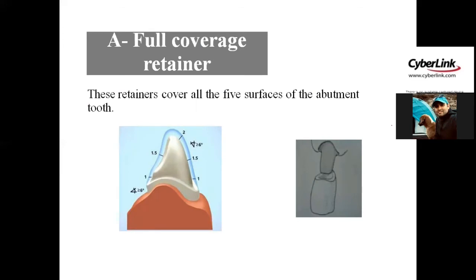In case of a full coverage retainer, these retainers cover all the 5 surfaces of the abutment. They are fabricated like a cap and are usually indicated for extensively damaged teeth. Right. And they are the most retentive and ideal retainer because their design can resist masticatory forces in all the directions.